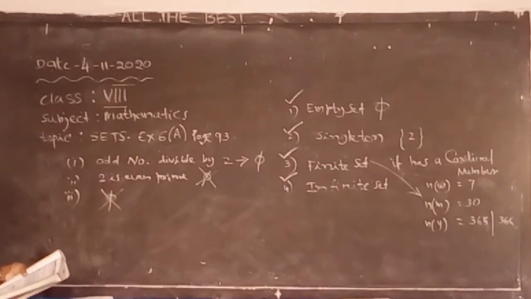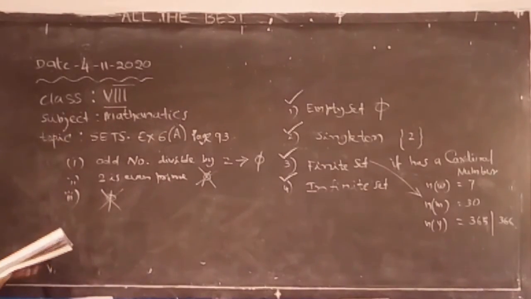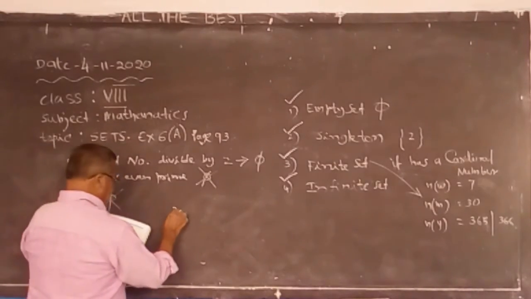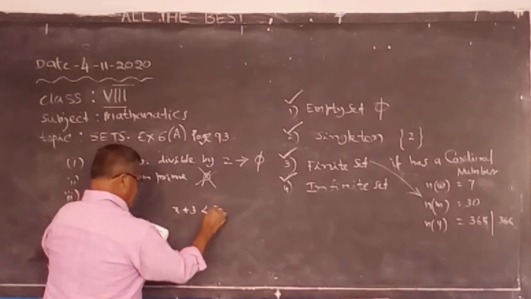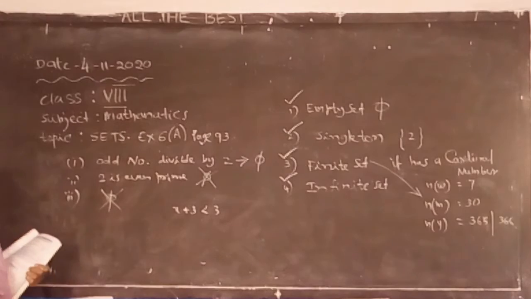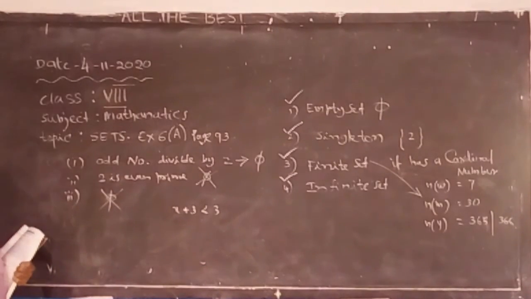Next, the whole numbers x such that x plus 3 is less than 3. The plus 3 will go to that side as minus, so we get x is less than 0. We can't get whole numbers less than 0, since those are all negative numbers. So this is an empty set.